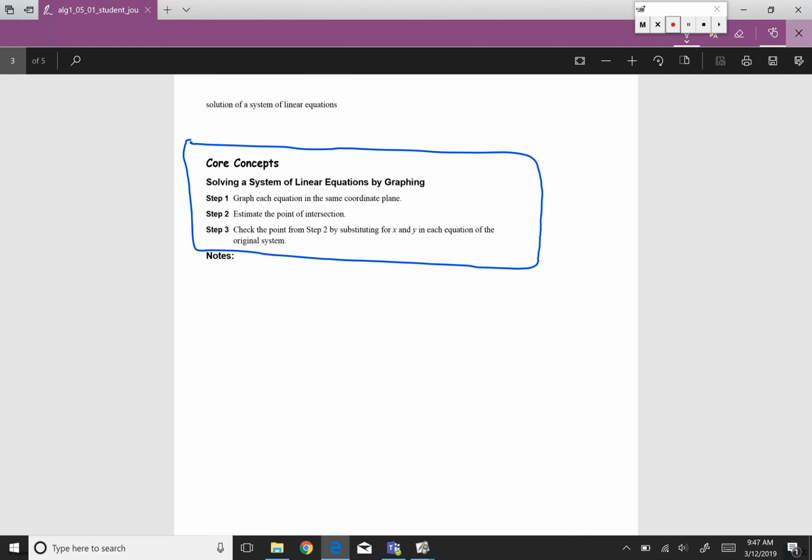Step number 1, graph each equation in the same coordinate plane. That's what we just did. Then estimate the point of intersection. We found that to be 10, 750. And then it says we can check by substituting in for x and y in the original system. The check part we didn't really show in that exploration. So I want to go ahead and walk you through your practice and show you one full problem of what this looks like.